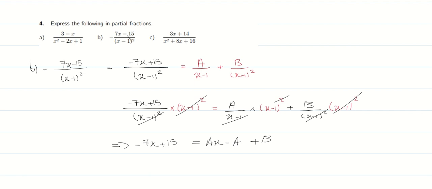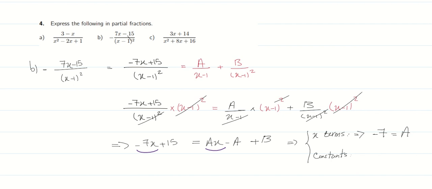Now, what I want to do is match the coefficients of the x terms and constants on both sides of the equation. The coefficients of the x terms should be equal to each other, and the constants should be equal to each other as well. As you see in here, for the x terms, on the left hand side we have only negative 7x, and on the right hand side we have ax, and that's it. So we can say minus 7 on the left hand side should be equal to a.